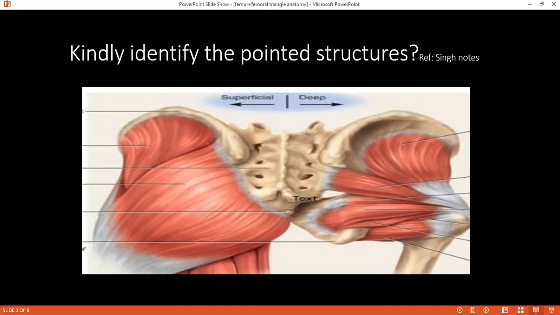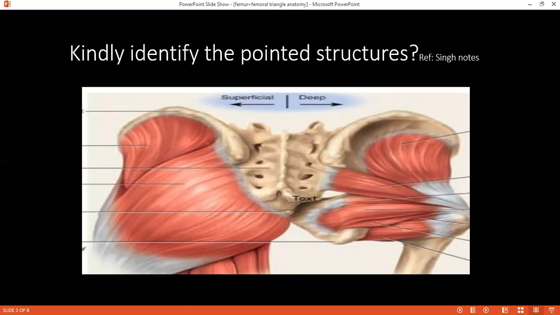Gluteal. Yes. Can you identify the muscles of the gluteal region? Which muscle is this? This is the gluteus medius. Yes, very good. Can you identify this muscle? Gluteus maximus. Can you tell me the origin and insertion of this gluteus maximus?